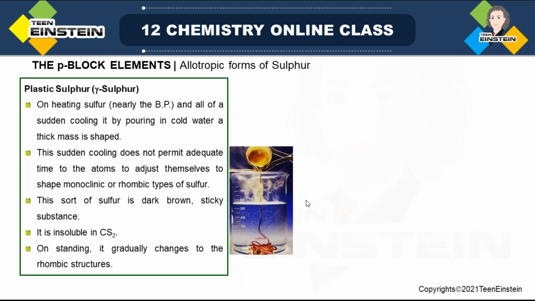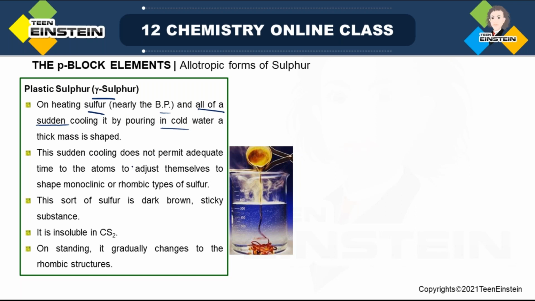Next we'll move to allotropic forms of sulfur, but now these will be amorphous in nature. Under amorphous there are 3 more types: plastic sulfur or gamma sulfur. How will we make it? When we are heating sulfur near the boiling point, it will be converted to liquid, and then to vapor. But if all of a sudden we cool it, this is important, not gradually, but simply suddenly, by pouring it into cold water, then a thick mass is formed.